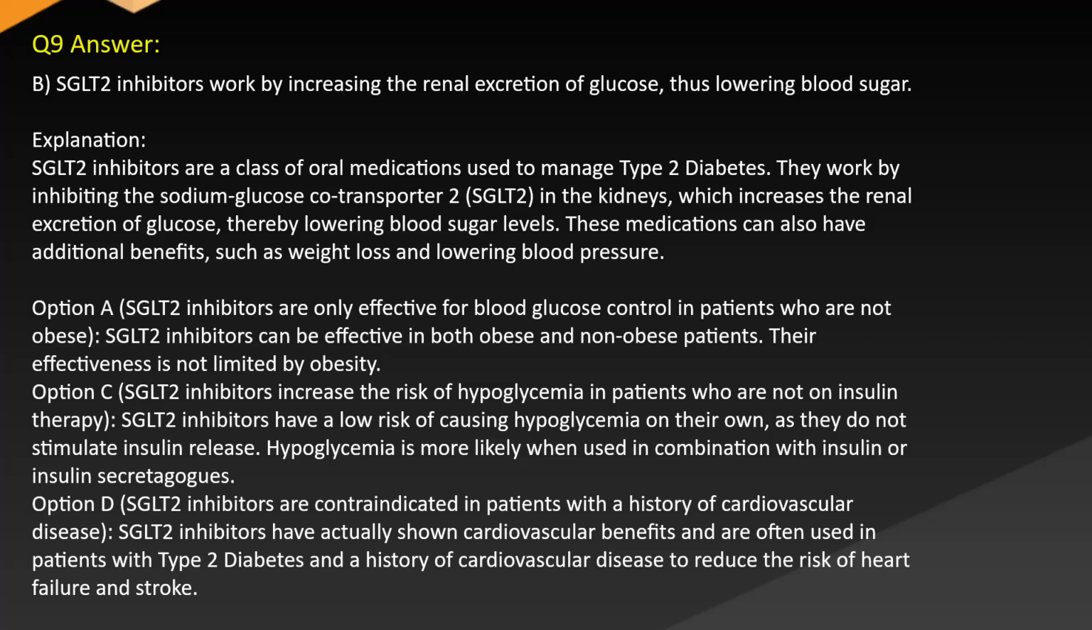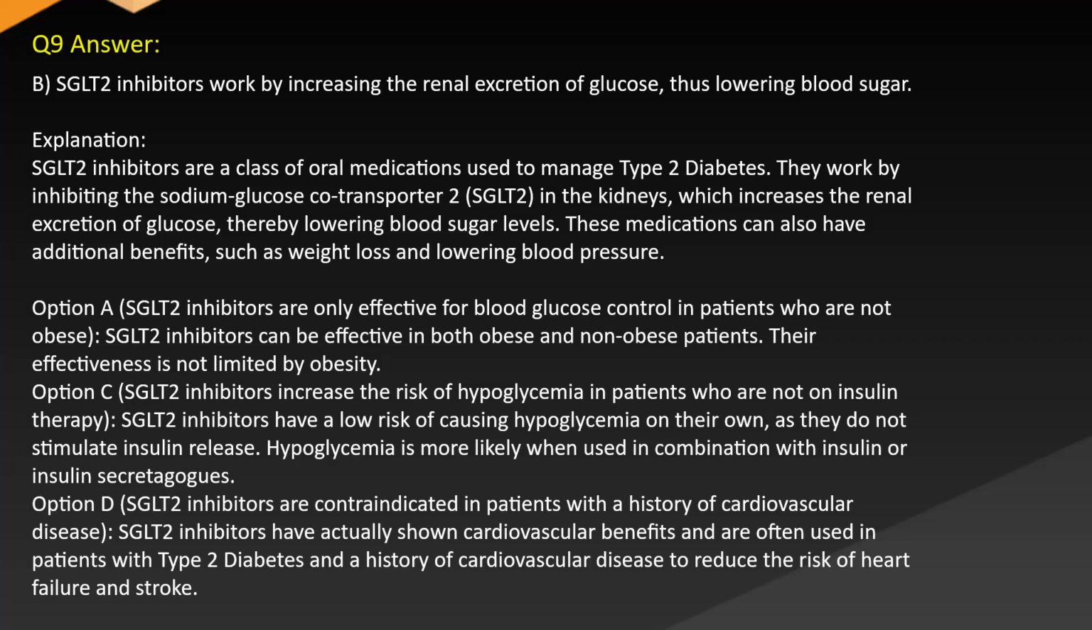Option A, SGLT2 inhibitors are only effective for blood glucose control in patients who are not obese. SGLT2 inhibitors can be effective in both obese and non-obese patients. Their effectiveness is not limited by obesity. Option C, SGLT2 inhibitors increase the risk of hypoglycemia in patients who are not on insulin therapy. SGLT2 inhibitors have a low risk of causing hypoglycemia on their own, as they do not stimulate insulin release. Hypoglycemia is more likely when used in combination with insulin or insulin secretagogues.